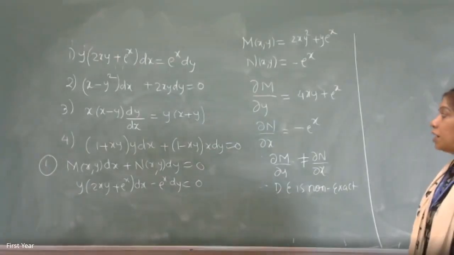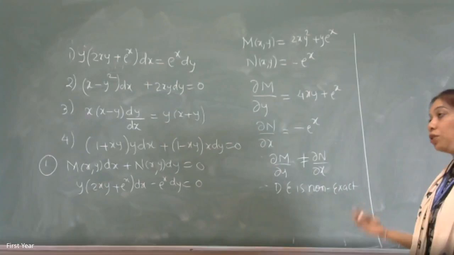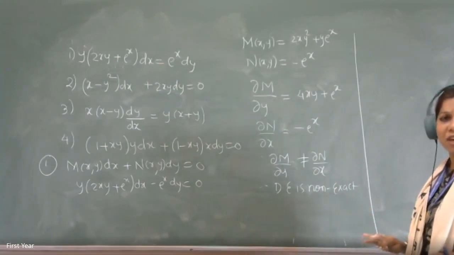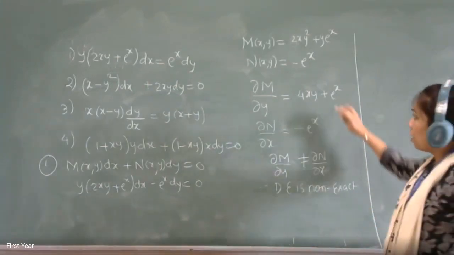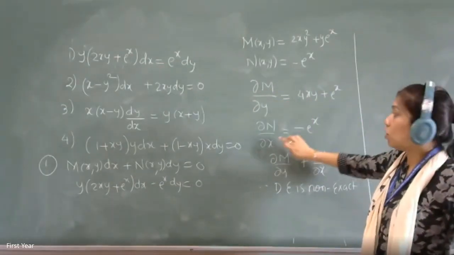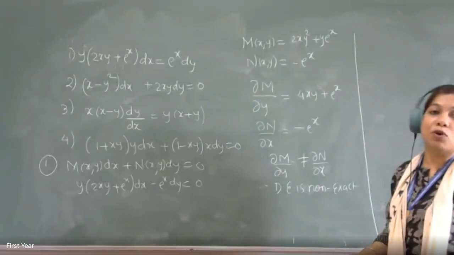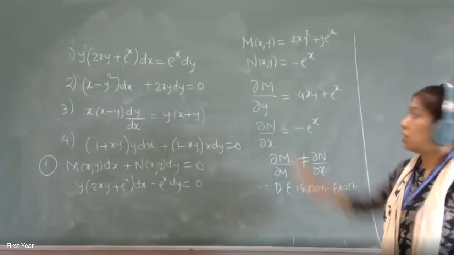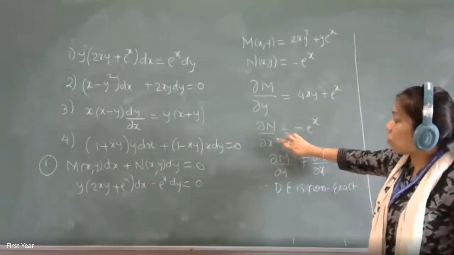Now, your main target is to find whether it is rule 3 or rule 4, for which there is a very simple way to do it. Either you subtract delta m by delta y from delta m by delta x, or reverse. What will be the only change? Negative sign. This minus this or this minus this.